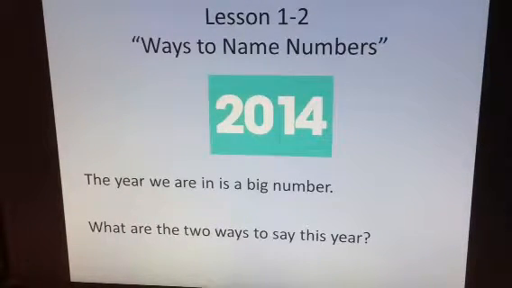Here is a picture showing the year we are in. The year we're in is a big number. What are the two ways to say this year? Some people would say the year is twenty fourteen. Other people would call this year two thousand fourteen. Both ways are correct.